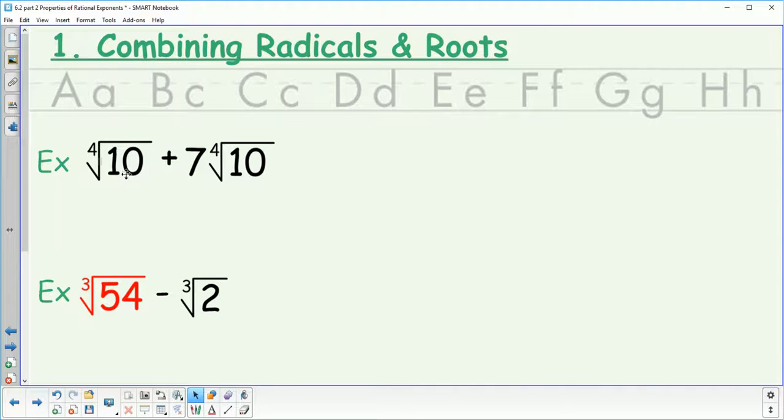Here you'll notice already that we have the same thing under our two radicals. So remember, just like if it was a variable, there's an imaginary 1 here in front. We're just going to combine those two coefficients and not change anything under the radical. So 8 times the 4th root of 10. That's how we'd say this. 8 times the 4th root of 10.